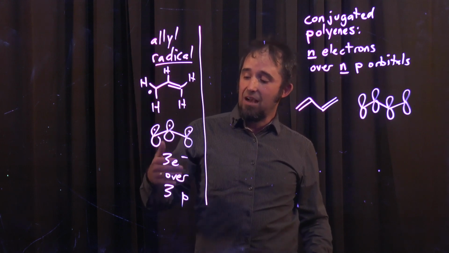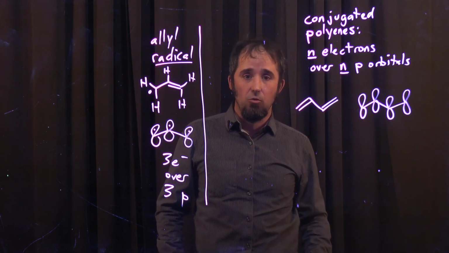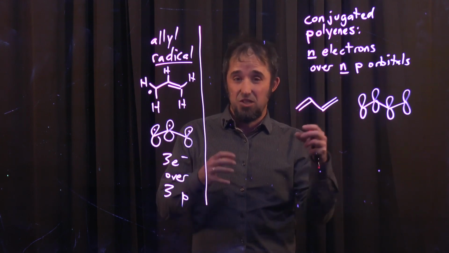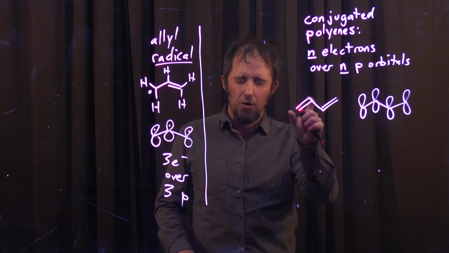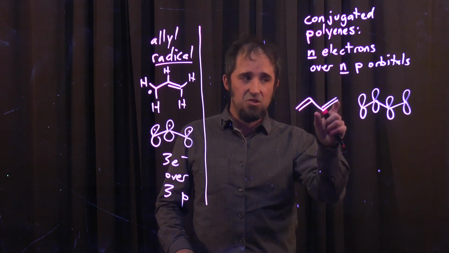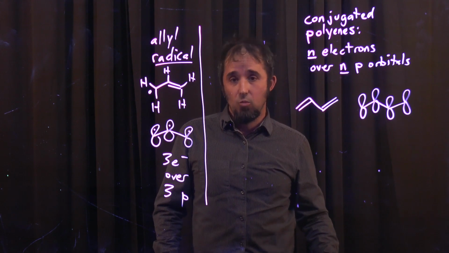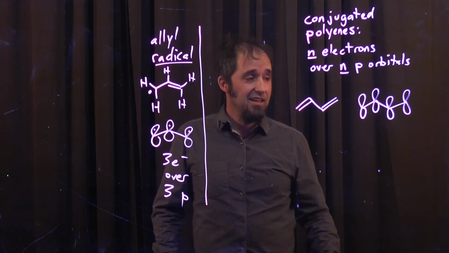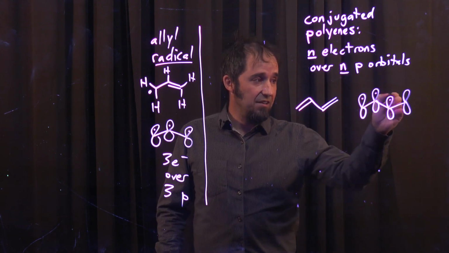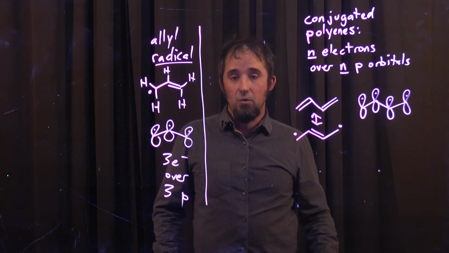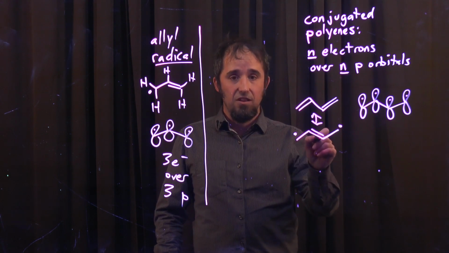So here I've got 3 electrons over 3 p orbitals. In something like this, where I've got 2 alkenes next to each other, 2 carbon-carbon pi bonds directly next to each other, those p orbitals can all overlap. When orbitals overlap, they mix. And so I can imagine 4 electrons here being spread out over 4 atoms. And we can denote that with a resonance structure like this.